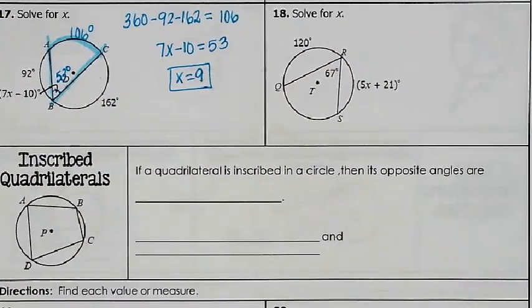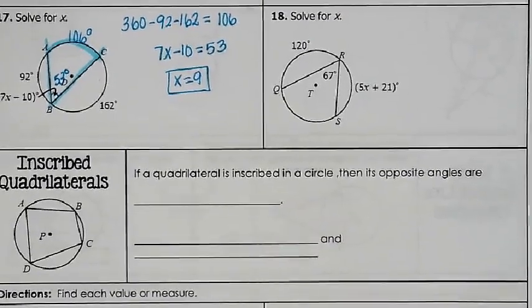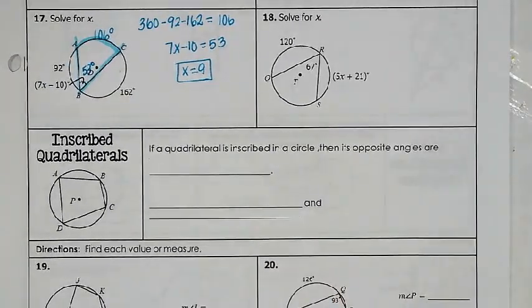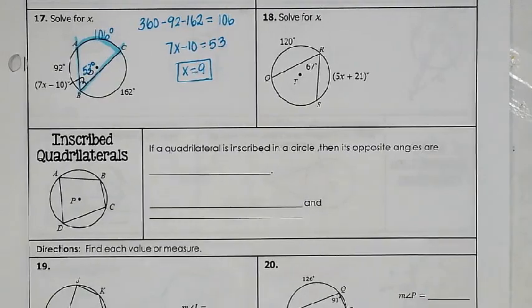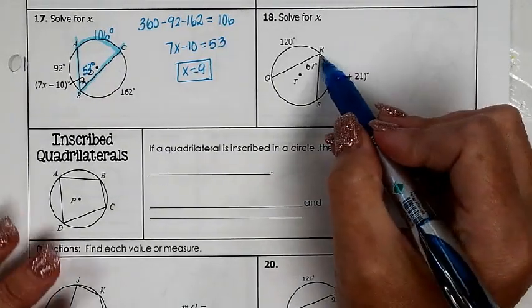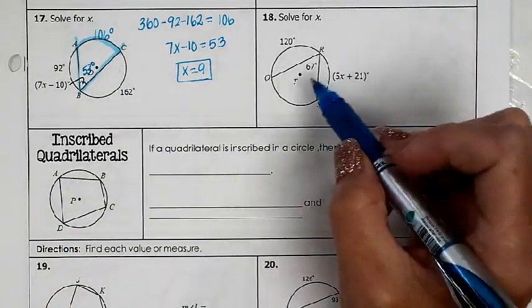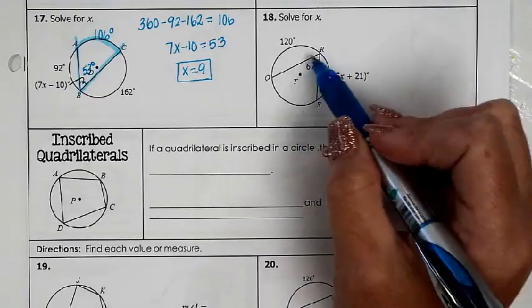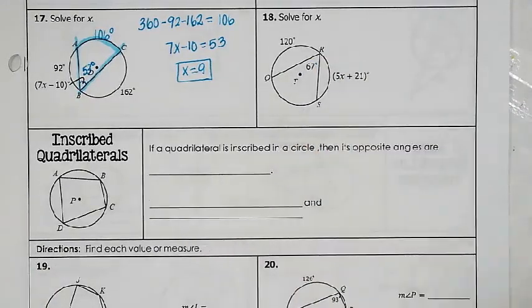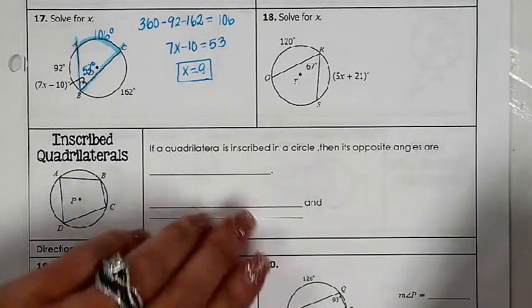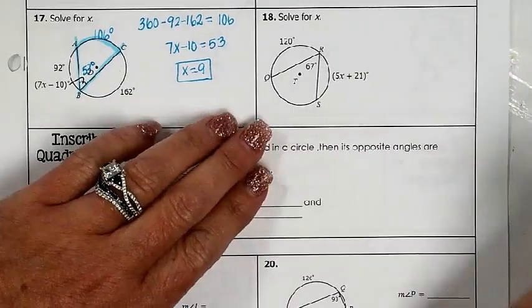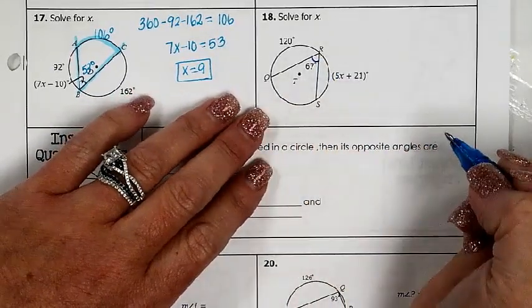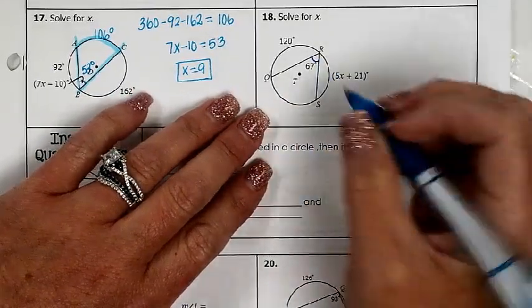All right, last one of this section. We're going to solve for x. So x is on this arc right here. We do not know that QR and RS are congruent, so I can't say this is 120. The other additional information I have, this angle right here is 67. So if that's 67, I can find this arc by doubling 67, which is 134.